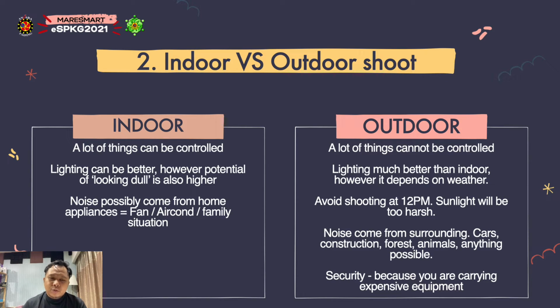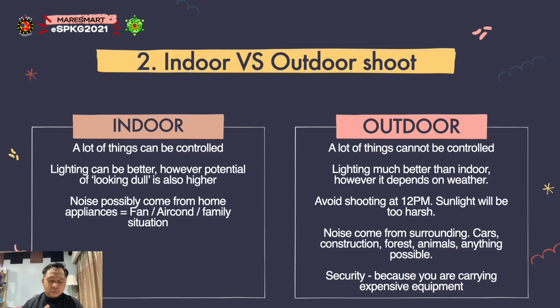But you need to avoid shooting at 12 p.m. because sunlight will be very harsh. Why? When sunlight is very harsh, your eyes will be like this, small. If you are indoors, you can show a lot of your eyes, very energetic. But if you are shooting under the sun, you will definitely squint, silau. So don't do that.